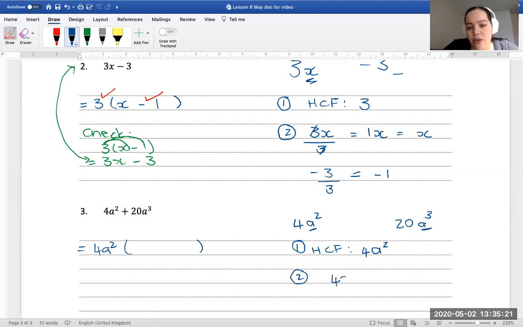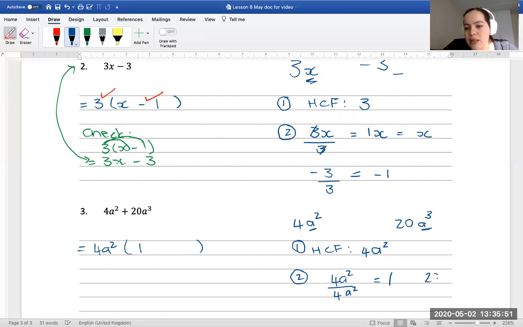So let's start with 4a squared. Divide that by the highest common factor, which is 4a squared. Now, either you're going to be with me and you're going to be like, oh, the answer is 1. Or we can just break this down. 4 divided by 4 is 1. A squared divided by a squared is 1, because anything divided by itself is 1. So 4a squared divided by 4a squared is 1. So in here, we're just going to put down a 1.